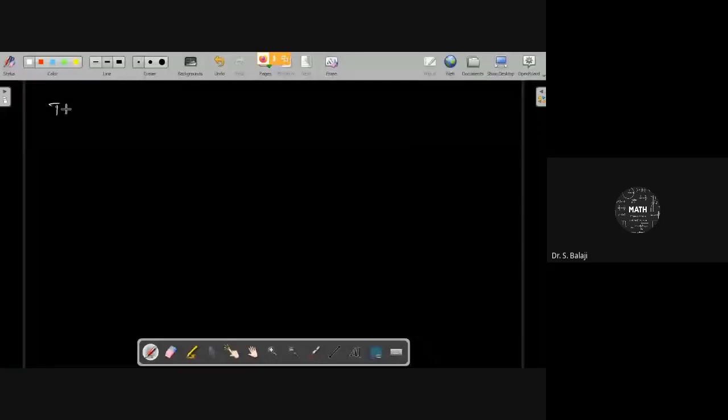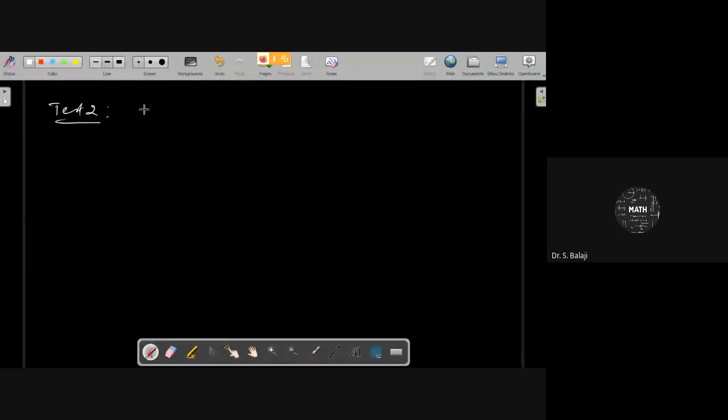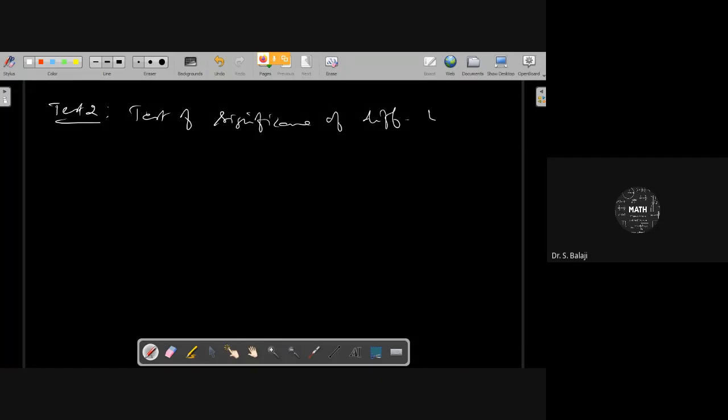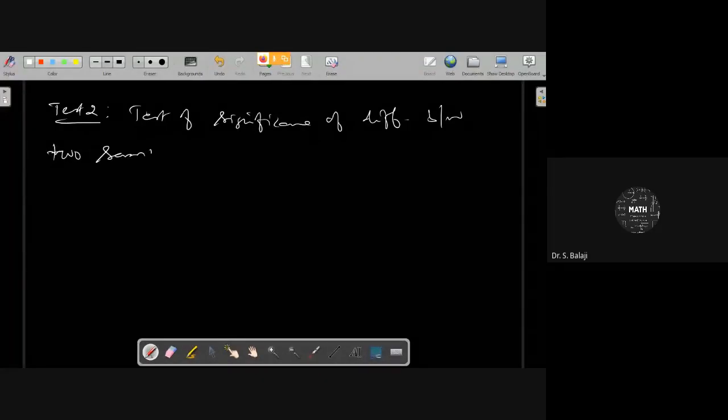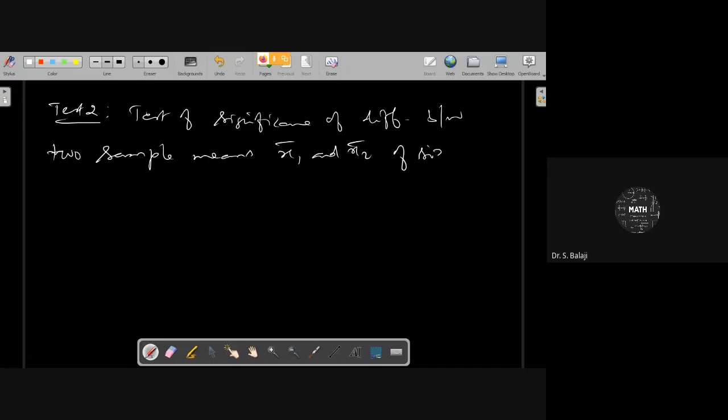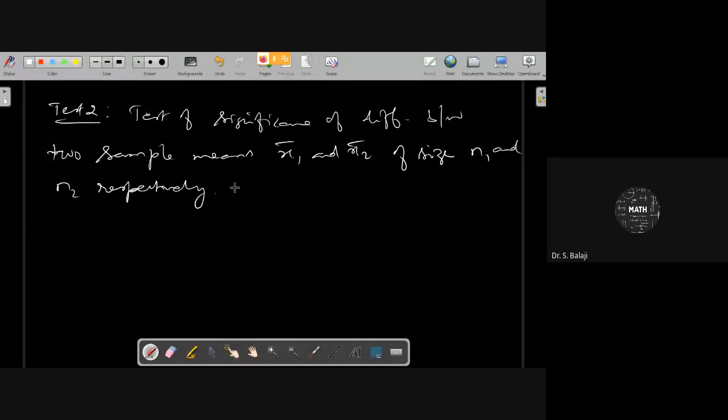Test of significance, test 2. The second test you are going to consider is the test of significance of difference between two sample means x1 bar and x2 bar of size n1 and n2 respectively.